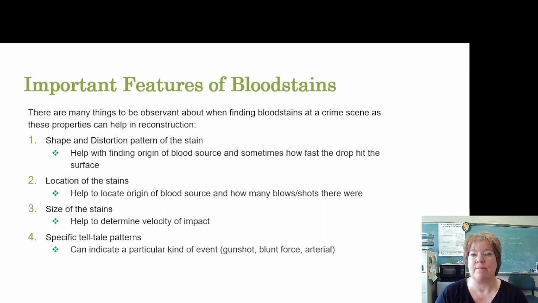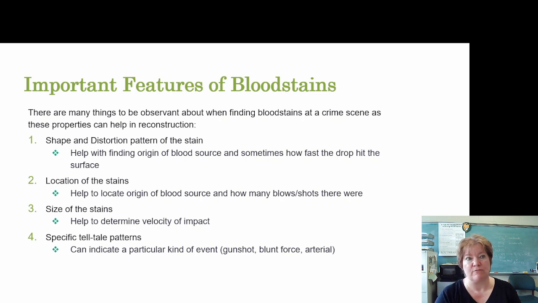Sometimes it can also tell us whether there was just an individual impact, an individual injury, or whether there were multiple injuries. Is this multiple stabbings or multiple blunt force object hits, or is it just one? The size of the stain is going to tell us things about how fast it was moving. And that velocity can sometimes tell us about the nature of the crime. And then there are some specific patterns that can tell us specific ideas about the actual injury that occurred. And we'll get into those.